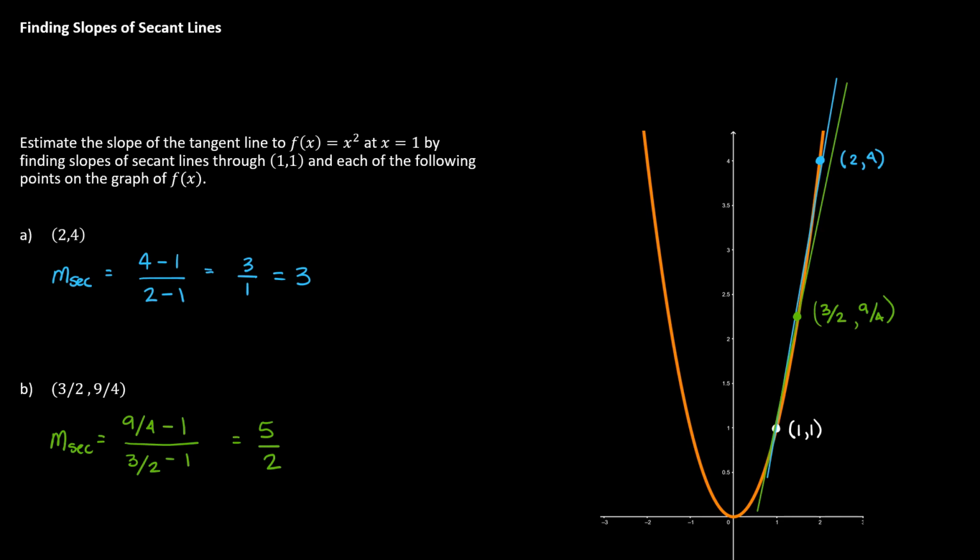These are two different approximations, and one of them is better than the other one. Whichever approximation involves the closest point to the location where you're trying to approximate the rate of change, that one is the more accurate approximation. So in this case, the green point is closer to our anchor point, the white point. So the 5/2 is a better approximation for the rate of change than the 3, because the 3 used a point that was further away from the anchor point.